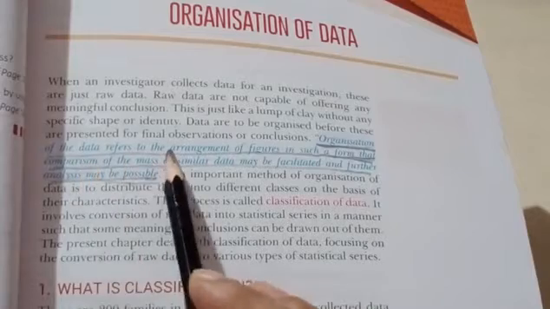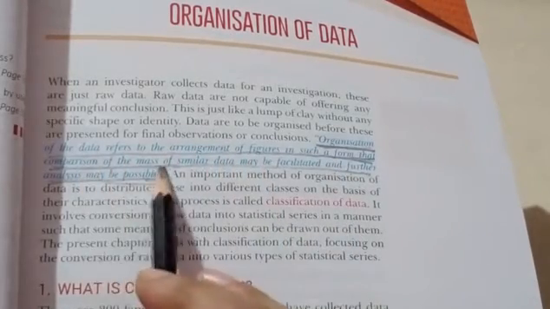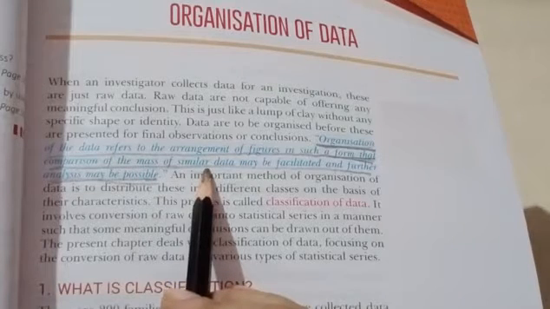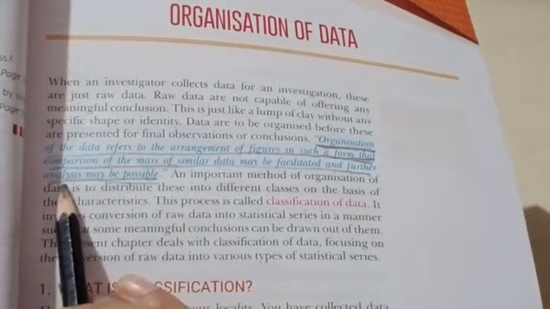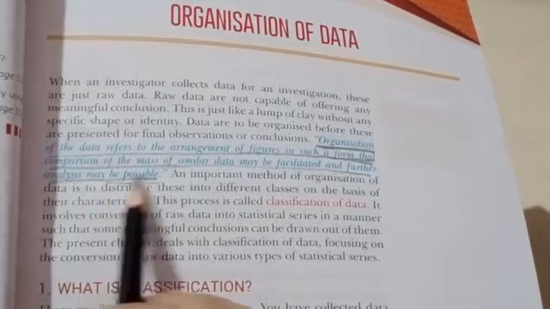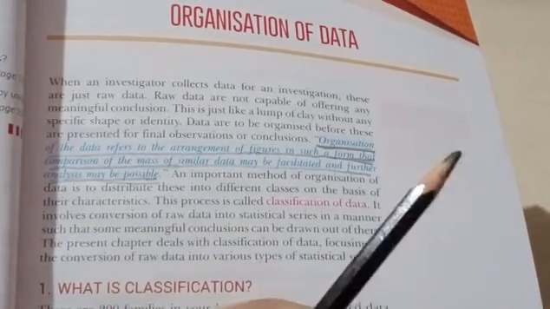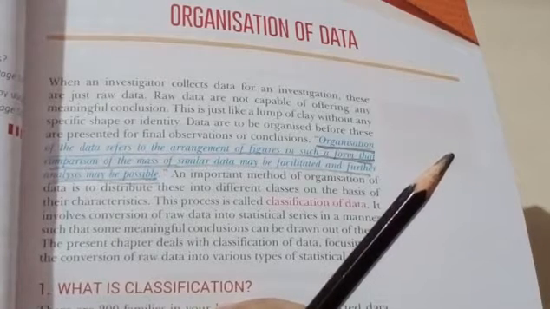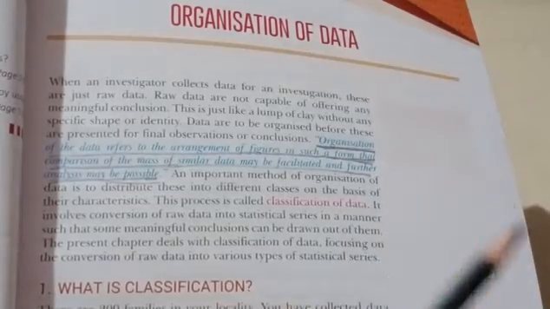Organization of data refers to the arrangement of figures in such a form that comparison of a mass of similar data may be facilitated and further analysis may be possible. Whatever the data is given, we have to arrange the data in such a form that a mass of similar data may be facilitated and further study we can do.